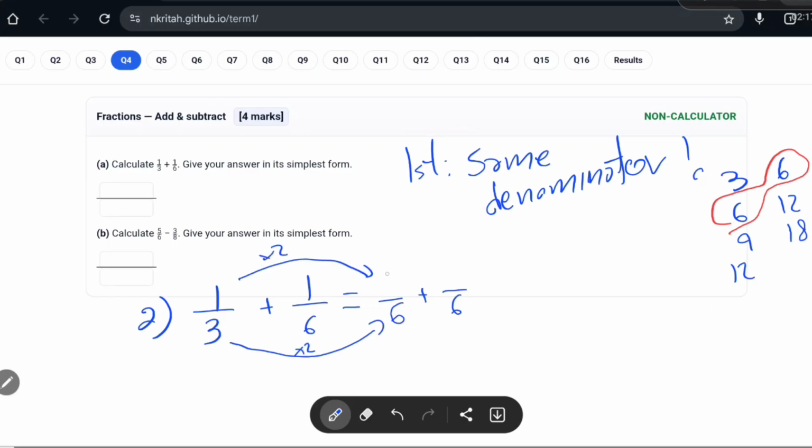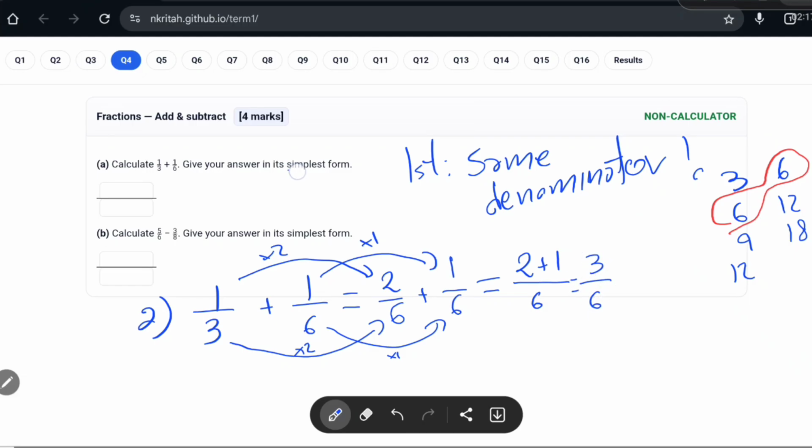2 times 1 is going to be 2. The second fraction is not going to change because 6 into 6 goes only once. So 1 times 1 is 1, and 6 times 1 is 6. When we have the same denominator, we can now add the top and leave the denominator the same. So 2 plus 1 on the top and 6 on the bottom. That's going to give us 3 over 6.